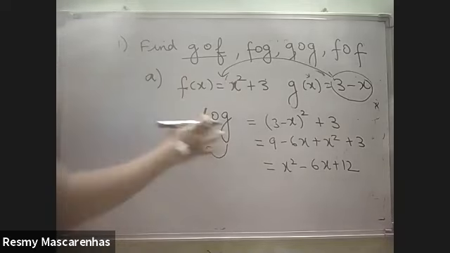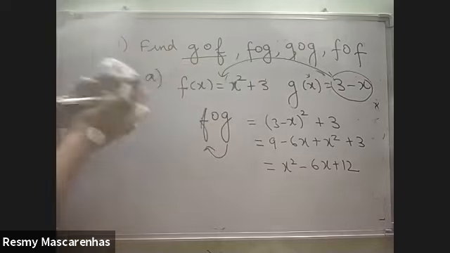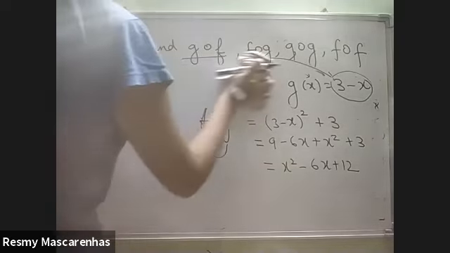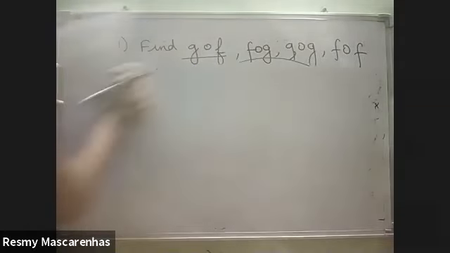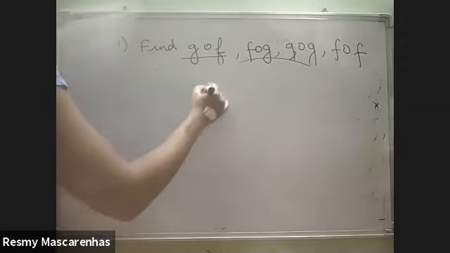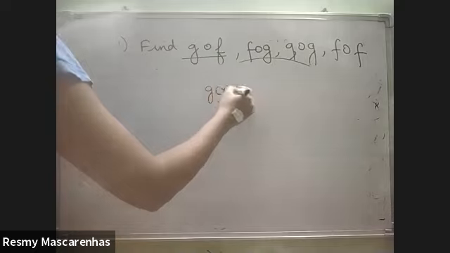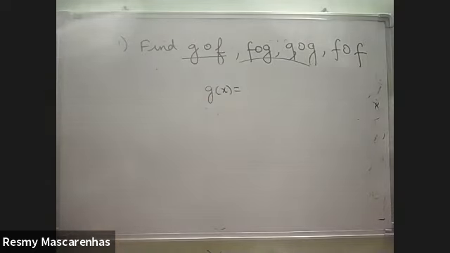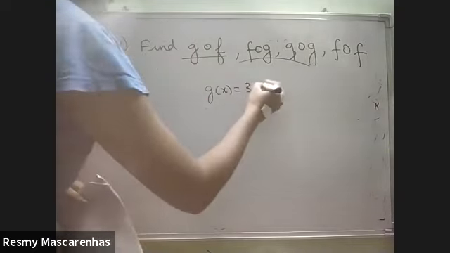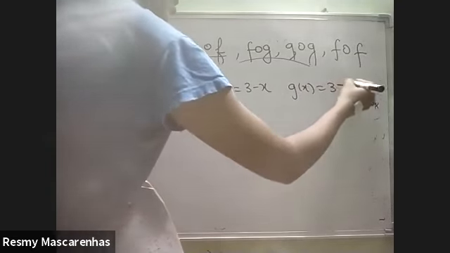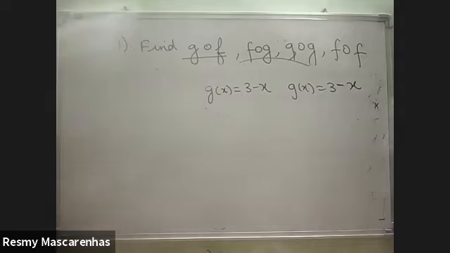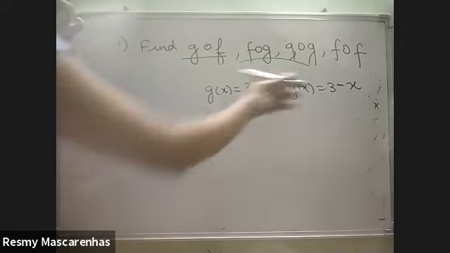Okay, so this is FOG. Same way we have to find GOG. So what is G of X given to you? 3 minus X. So again I'll write it, because both functions are G only, so 2 times I wrote.